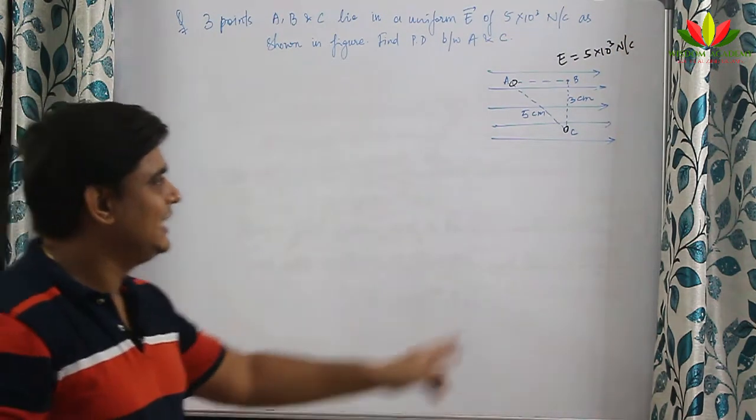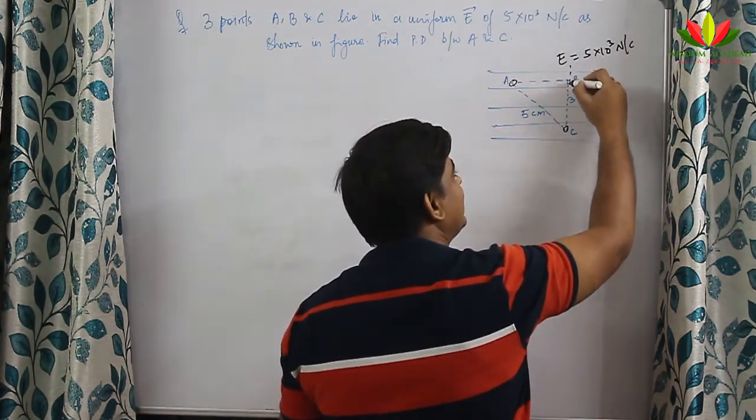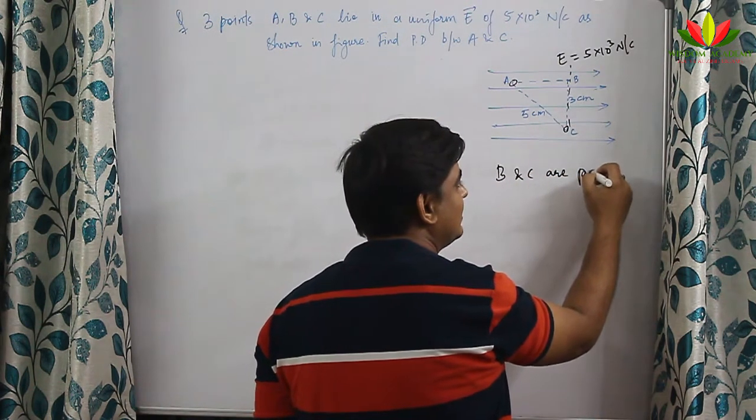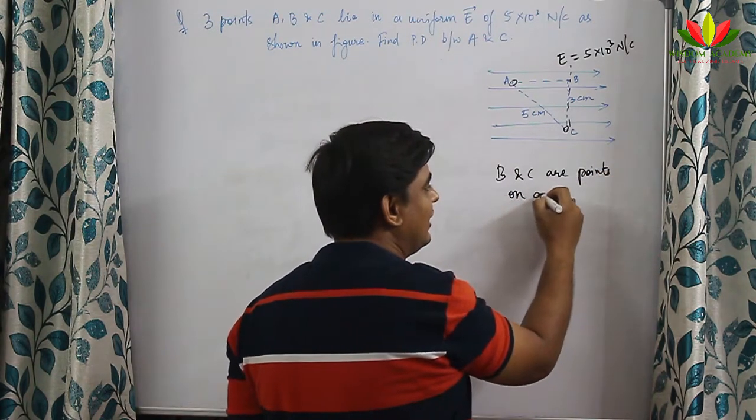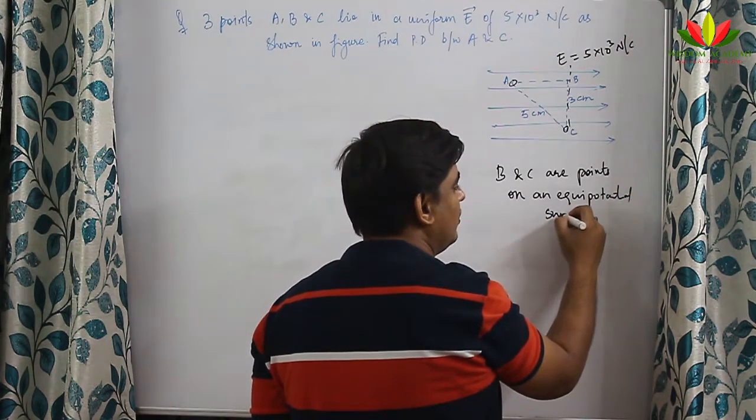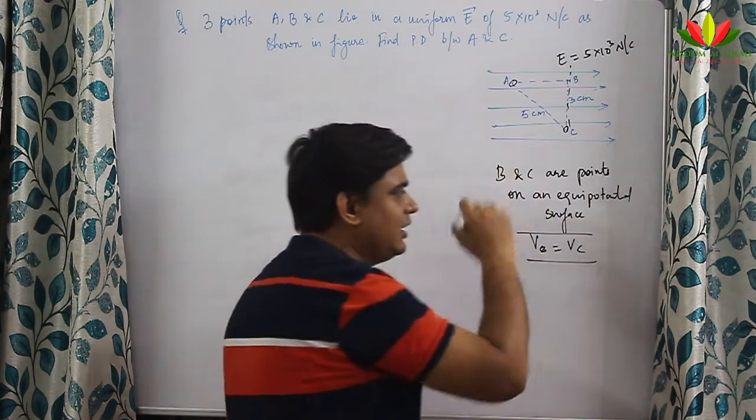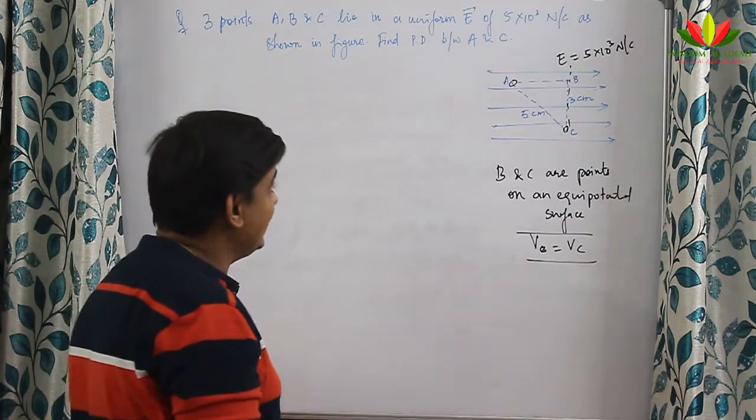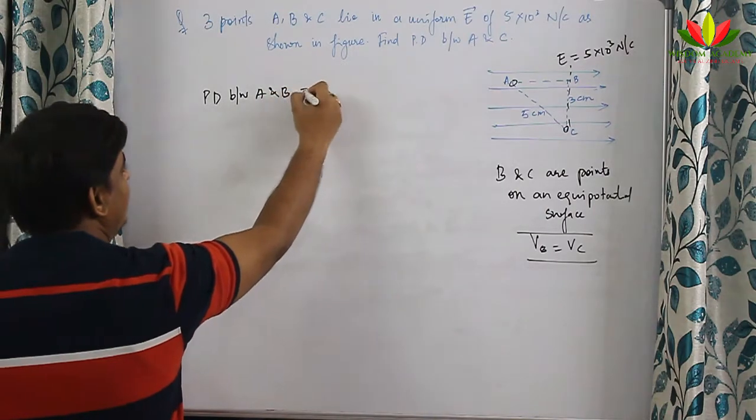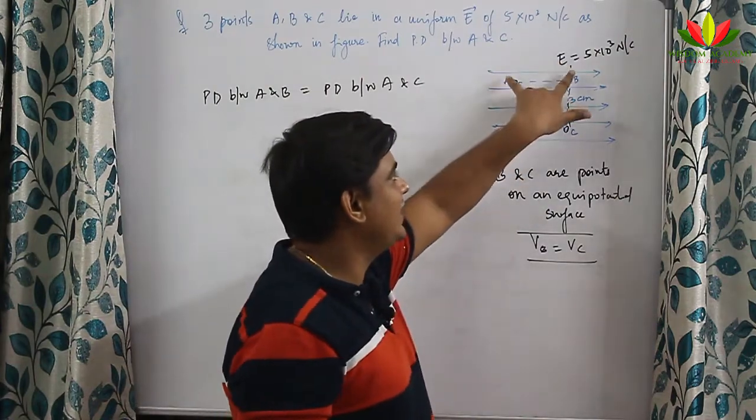Now, if you see properly, B and C lie, if you draw a plane here, then I can say that B and C are points on an equipotential surface. So VB will be equal to VC. We know by the properties of an equipotential surface that VB will be equal to VC, and so we can say that the potential difference between A and B will be equal to the potential difference between A and C.